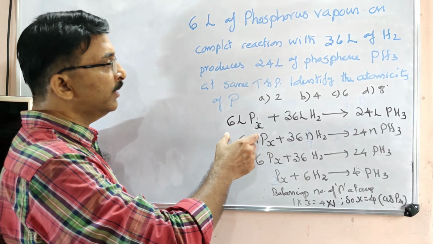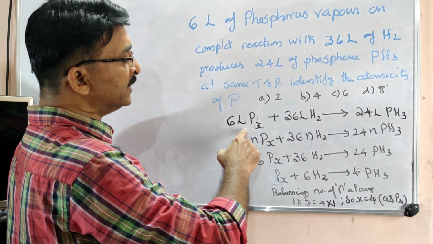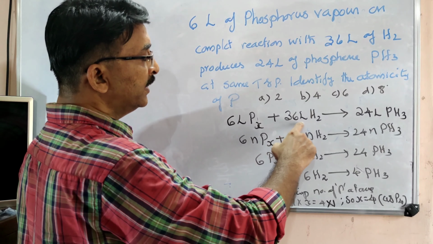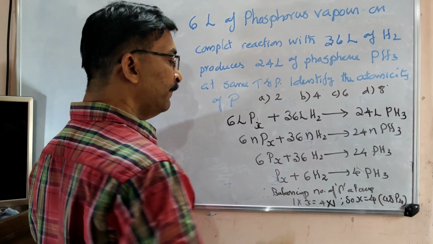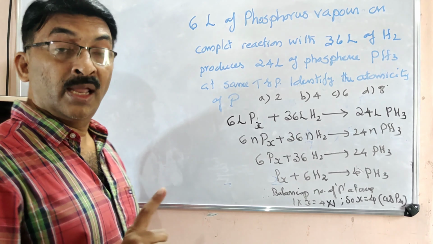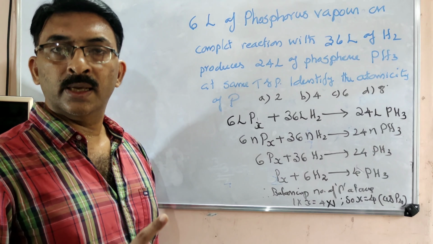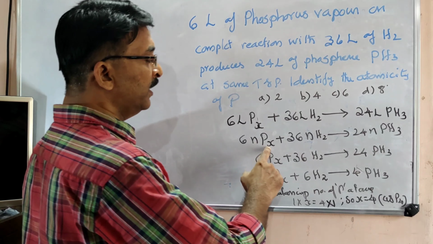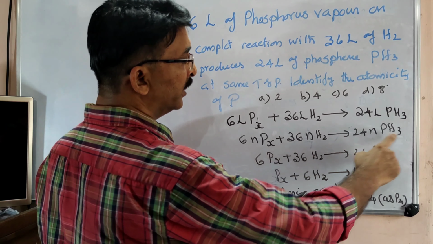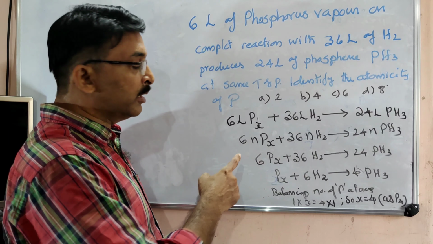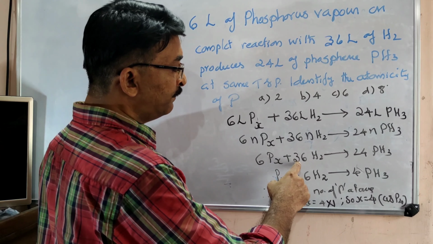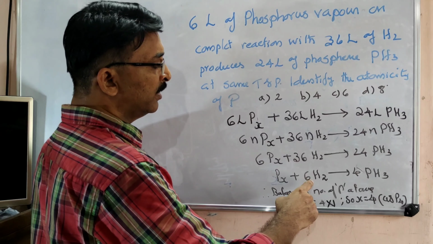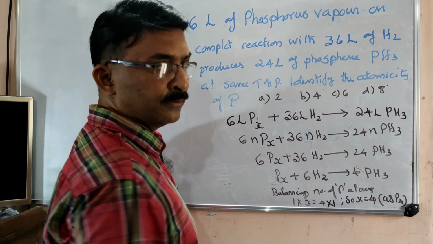First we write the given data as an equation. 6 liters Px, let the atomicity be x, then we can write 6 liters Px plus 36 liters H2 giving 24 liters PH3. Suppose there are n molecules of a gas at the same T and P. Instead of liters, we can write small n. 6n Px plus 36n H2 giving 24n PH3. Now we can cancel the common n. 6Px plus 36H2 giving 24PH3, or we can simplify to Px plus 6H2 giving 4PH3.